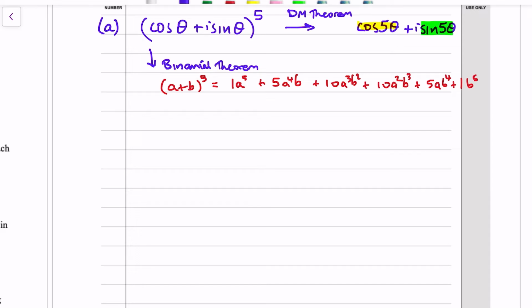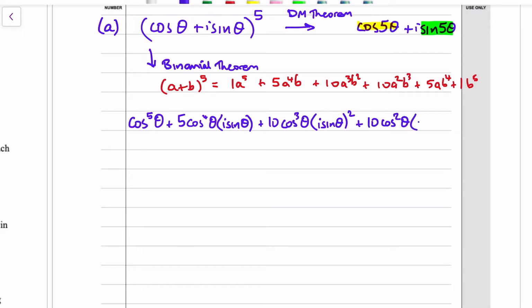So expanding, we've got cos to the 5 theta plus 5 cos to the 4 theta times I sine theta to the 1 plus 10 cos cubed theta I sine theta squared plus 10 cos squared theta I sine cubed plus 5 cos theta I sine to the 4 plus I sine to the 5.